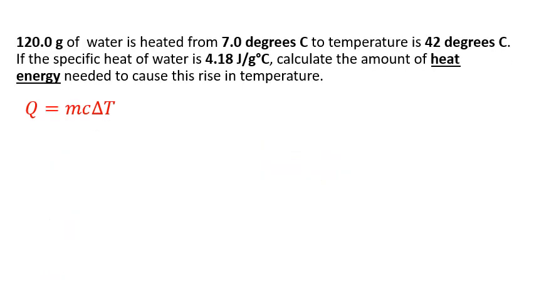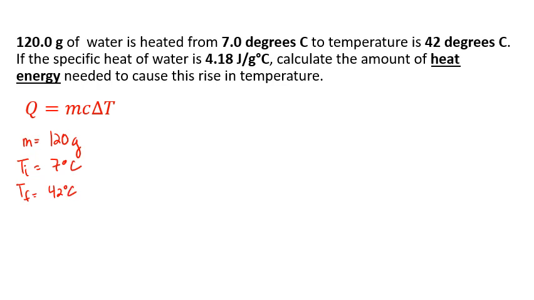Here we have 120 grams of water, so I'm going to actually write down the variables as we go this time. You may enjoy that more. So we have 120 grams of water. It's heated from 7 degrees to 42 degrees. Here it's not clearly labeled initial and final temperature, but from is initial, 7 degrees Celsius, and we're going to 42 degrees Celsius. That's going to be our final temperature.